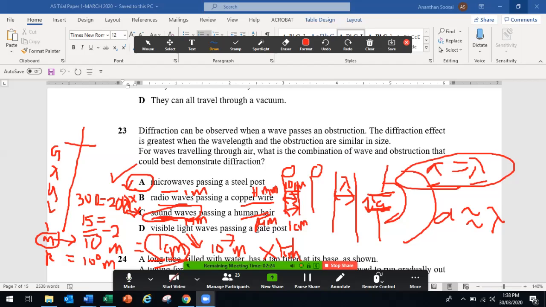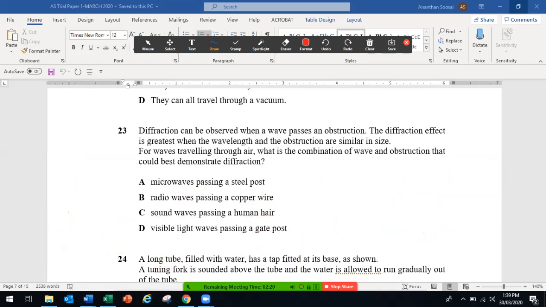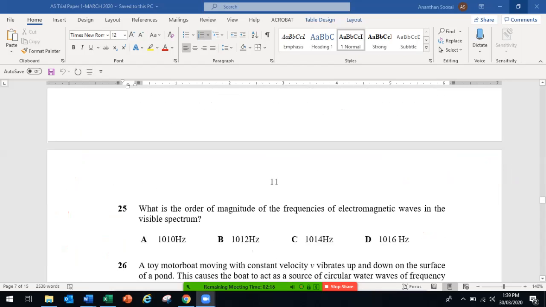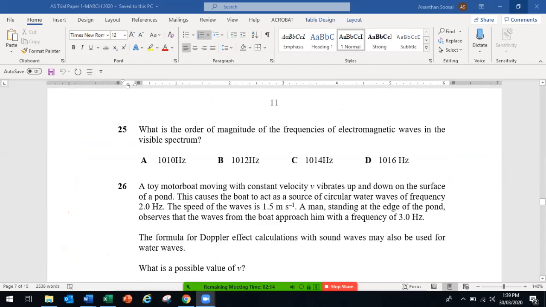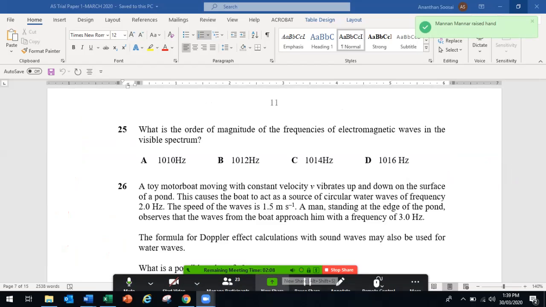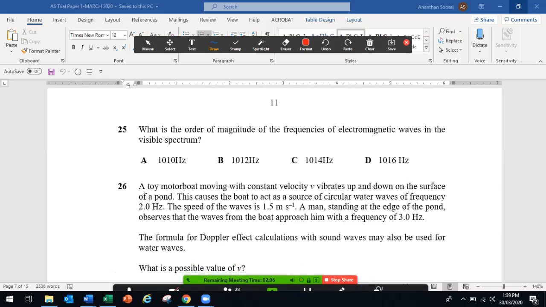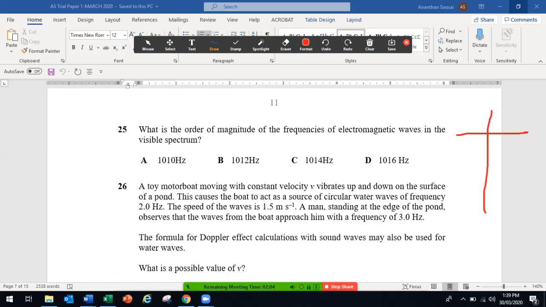Any other question? 25. Okay, 25. What is the order of magnitude of frequency of electromagnetic wave in the visible range? For this, it's a fact to remember, right? You have to remember the fact again.